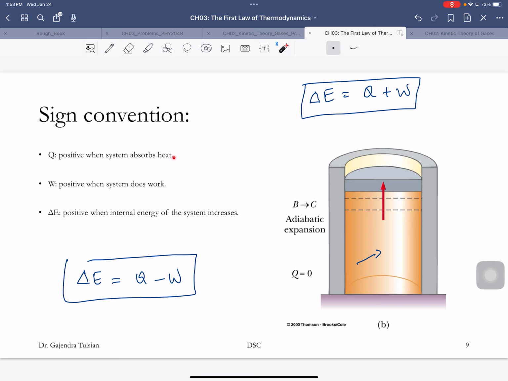Q is positive when the system absorbs heat, okay? So when you add heat to the system, Q is positive. When you remove heat from the system, Q is negative. W is positive when the system does work. So when the system expands and it does work, W is positive. When you compress the system, you do work on the system, okay? The system does negative work. Delta E is positive when the internal energy of the system increases. Okay? So that's the sign convention we use.